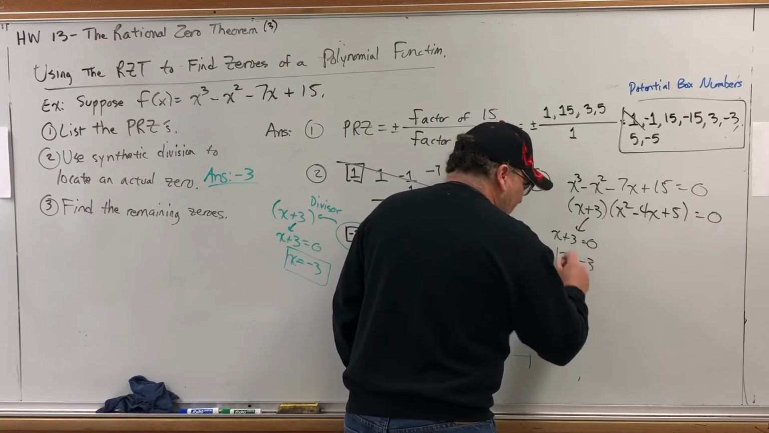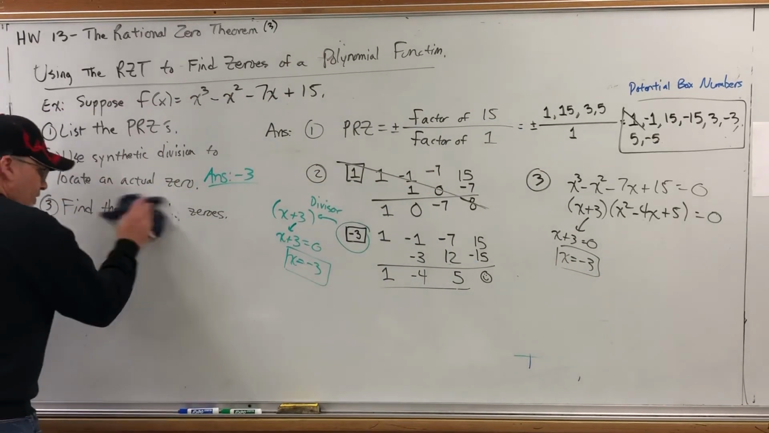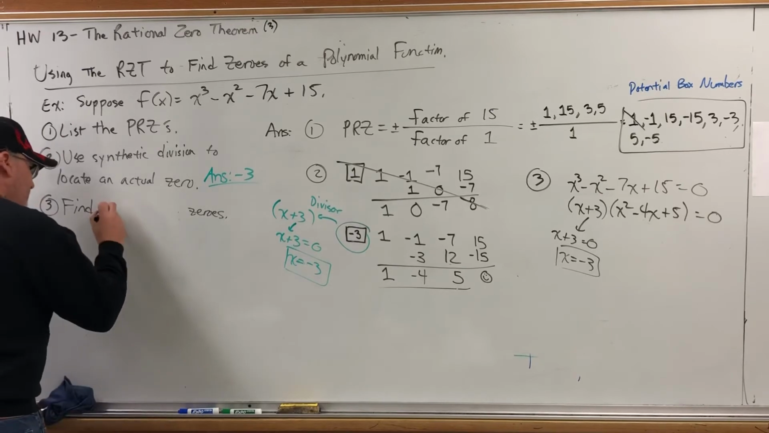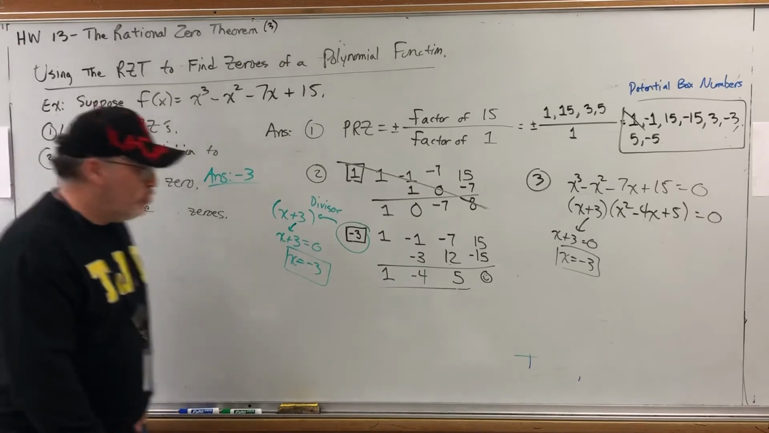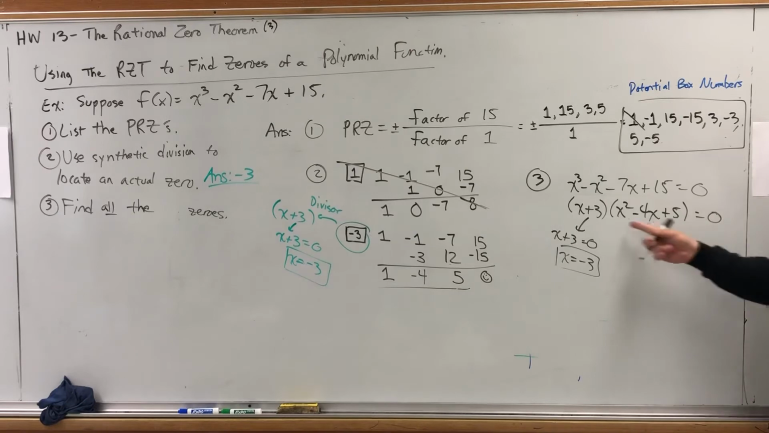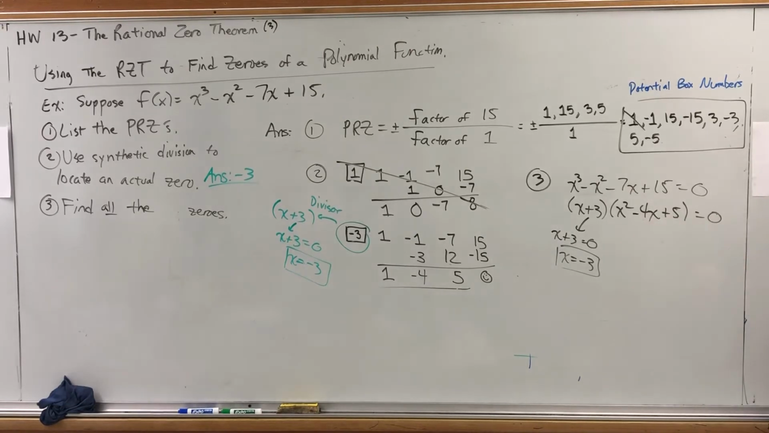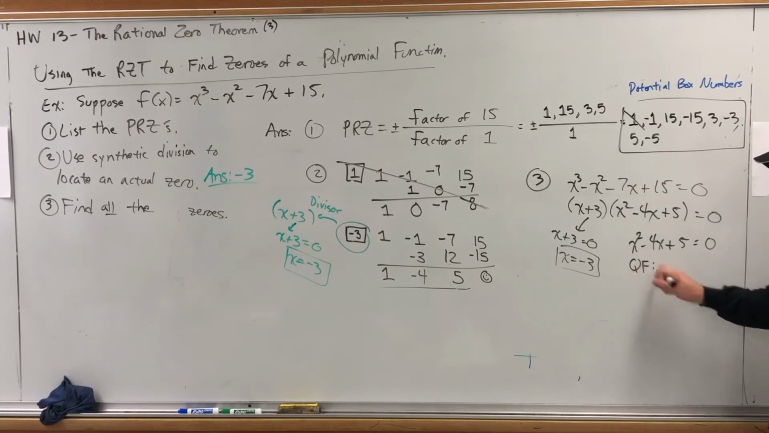In the homework, when it asks you to list all the zeros, I'm going to rephrase this. Find all the zeros. That includes the one that you already found in step 2. But now we've got to find the zeros from this factor. And you could try to factor this, and I'll tell you right now it won't factor. The only way that you're going to solve x squared minus 4x plus 5, well, there's a couple of ways. One is completing the square, but we just kind of brush that under the rug. You could use the quadratic formula. I'm going to expedite it.